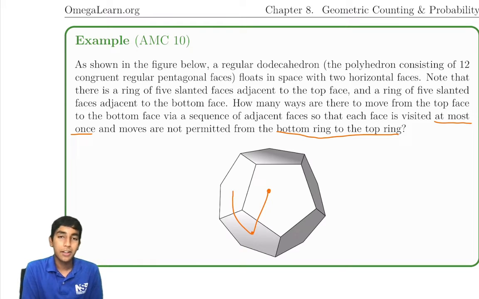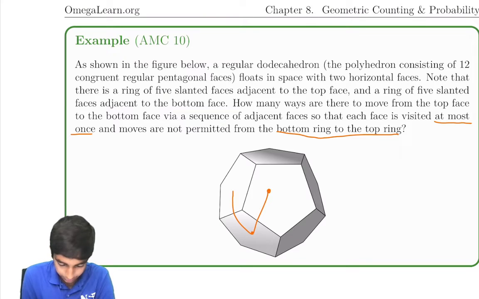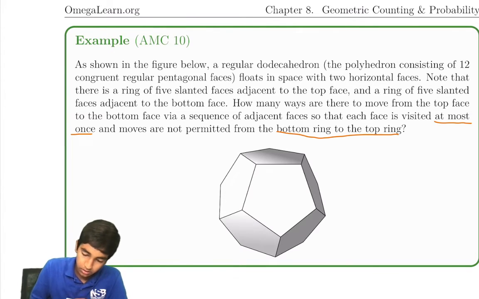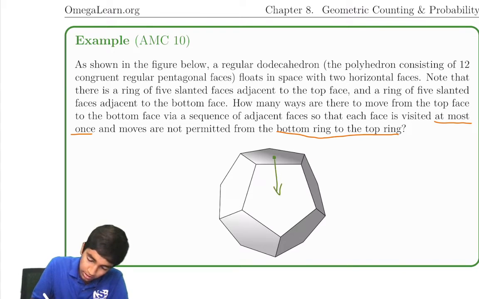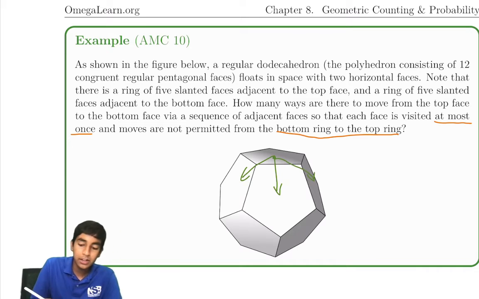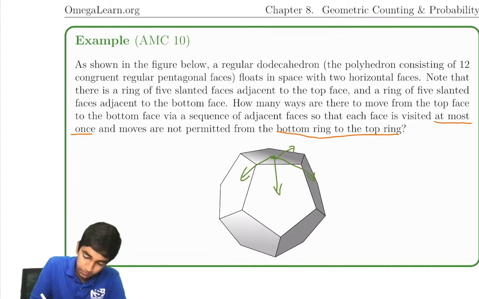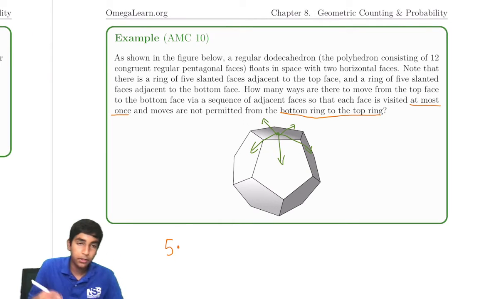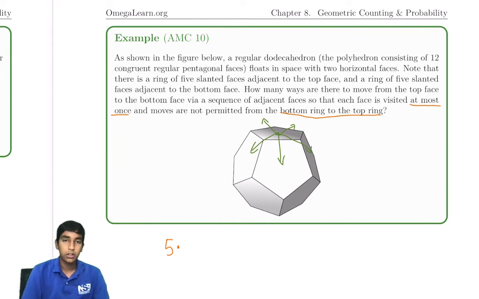Let's count this. Let's take it one step at a time. First of all, he starts at the top, right? He starts at the top. So how many choices for him to move down? There's 1 choice, 2 choice, 3 choice, and there's 5 in the ring, so 4 and 5. So as you can see, 5 choices to go from the top to the first ring.